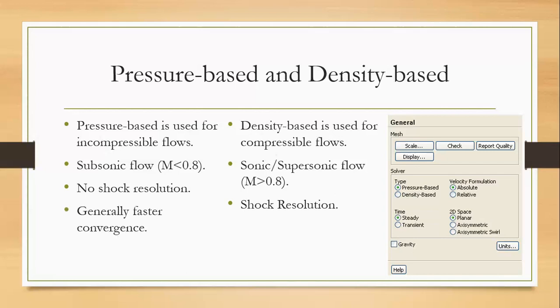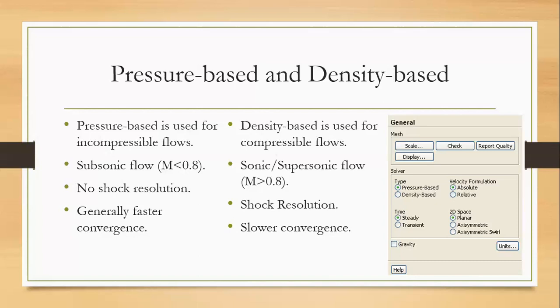And generally the pressure-based solver gives faster convergence. But since we cannot solve supersonic flows with the pressure-based solver, it does not matter whether it is faster or not. And even if we try to solve an incompressible flow with the density-based solver, the convergence will be a lot slower. So that's why for incompressible flows, pressure-based is used explicitly. So this was just a general comparison.